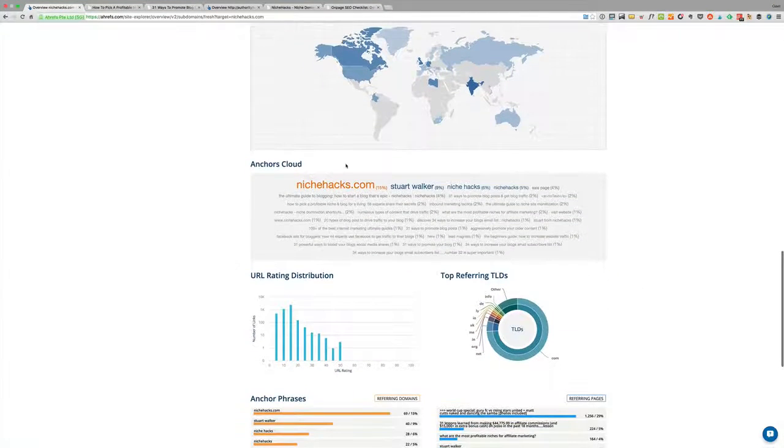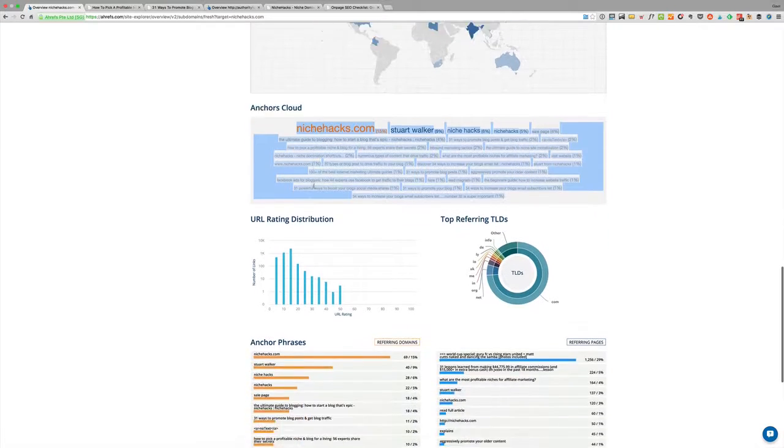Now, in terms of anchor text, I know Stuart is a white hat guy, but if you have a competitor that uses gray hat SEO, PBNs, that kind of stuff, when you check the anchor cloud, it's usually a good way to figure out if they're cheating with Google. So if they have a lot of commercial keywords as anchor text, which a lot of people using PBNs do, then you would spot that right away here. And as a result, you'll be able to say, okay, this guy uses PBNs, let's dive into their link profile.